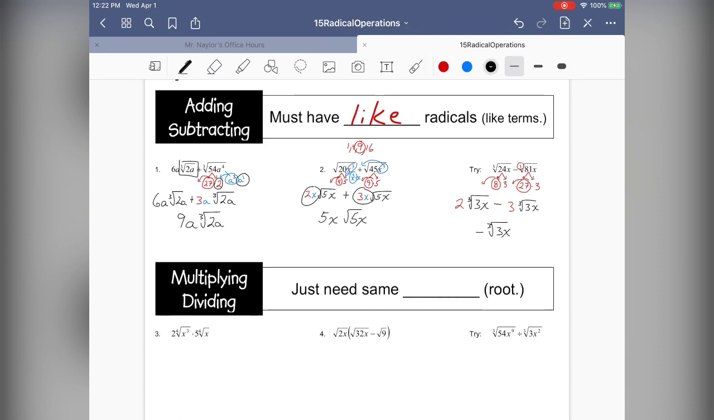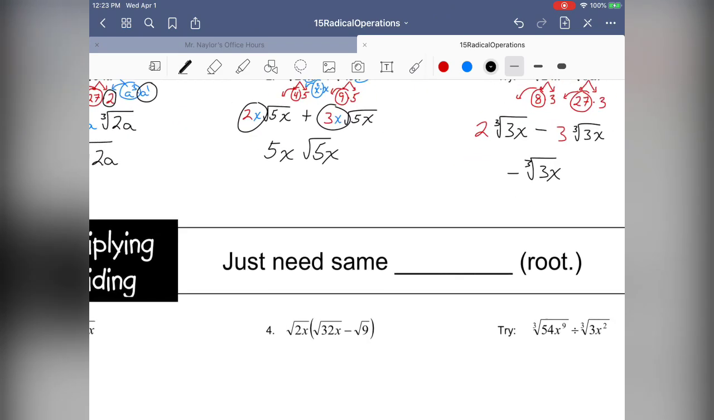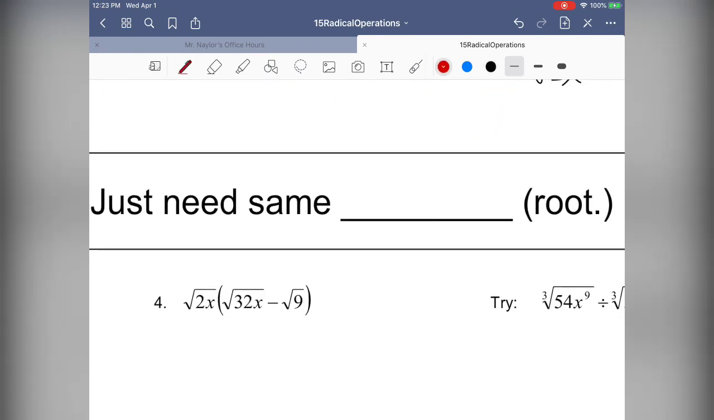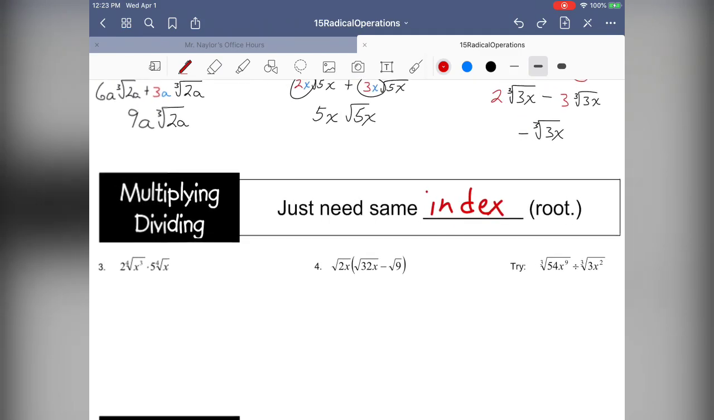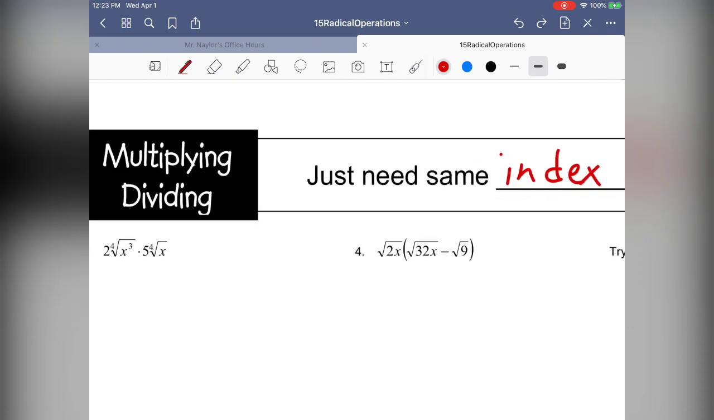What about if we want to multiply and divide? Well, the good news with multiplying and dividing is you don't need to make anything the same. You just need to have the same index. Now, I haven't actually used the word index yet, but the index is just that little number that we've been calling the root. Same thing. Just wanted to give you that vocabulary. We can call that number the index. So it just needs to have the same index.